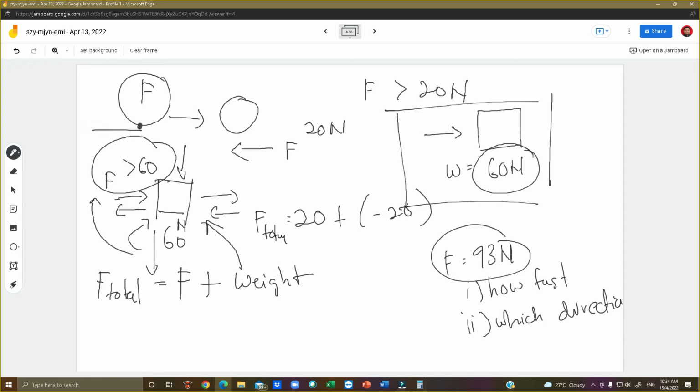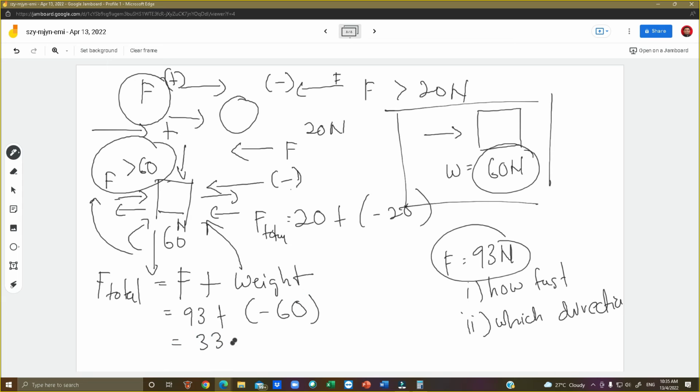If the force moves like this, it means the force is positive, so automatically weight will move in the opposite direction. So weight akan jadi negative. Kalau kata force bergerak macam ni, so force negative, automatically weight dia positive. Okay, so total force sama dengan berapa kita ada? 93 plus weight negative 60. So you have here 33 Newton, positif.